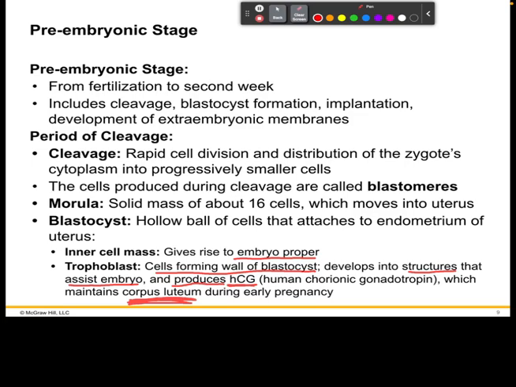If the corpus luteum remains, so will the baby. However, if the corpus luteum breaks down, then pregnancy, or in general the female cycle, will continue and menstruation will continue and everything will be ejected from the body.